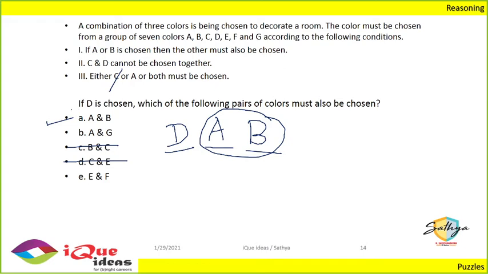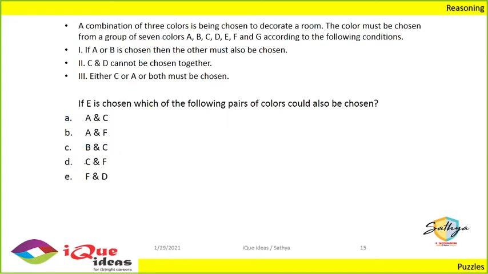Couple of you mentioned D as the answer. I hope you understood why D cannot be selected. Because D is selected, so C can never be selected. Sakshi, Aksa, we all got that. Excellent. Now, if E is chosen, then which of the following pairs of colors could also be chosen?